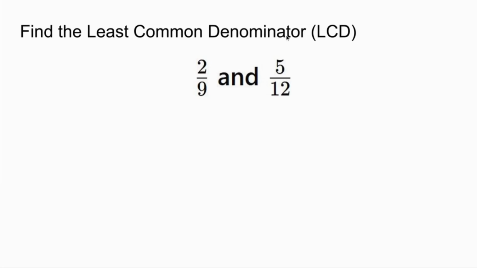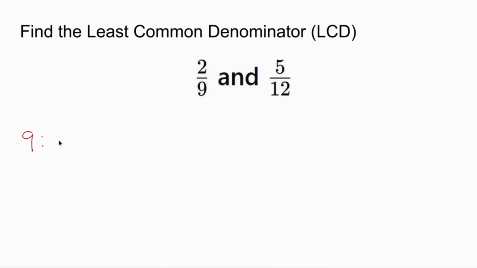Find the least common denominator, the LCD, of 2/9 and 5/12. Well, the denominators are 9 and 12, and a trick to find the least common denominator is to list out a bunch of multiples of each and find out which number appears in both lists first.